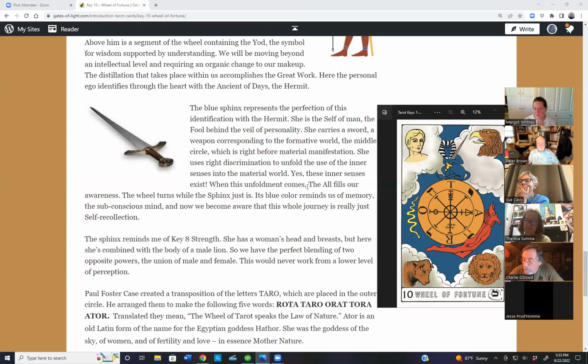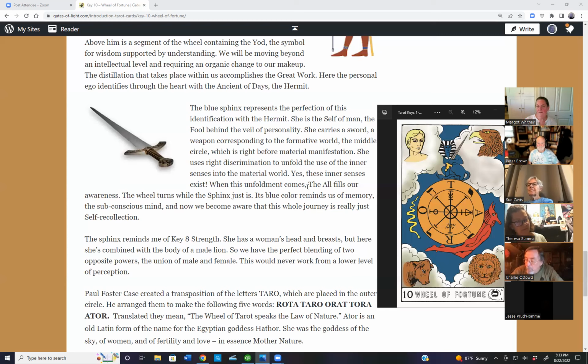So she carries a sword, a weapon corresponding to the formative world, the middle circle, which is right before material manifestation. She uses right discrimination to unfold the use of the inner senses into the material world. Yes, these inner senses exist. When this unfoldment comes, the all fills our awareness. The wheel turns while the Sphinx just is, never moves.